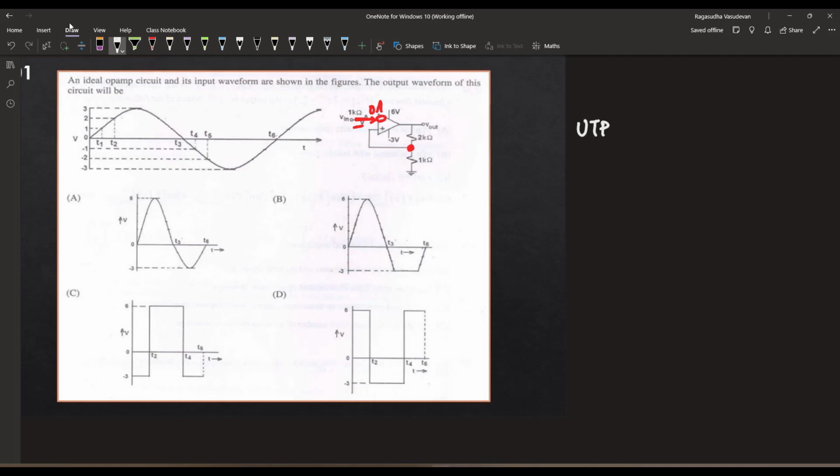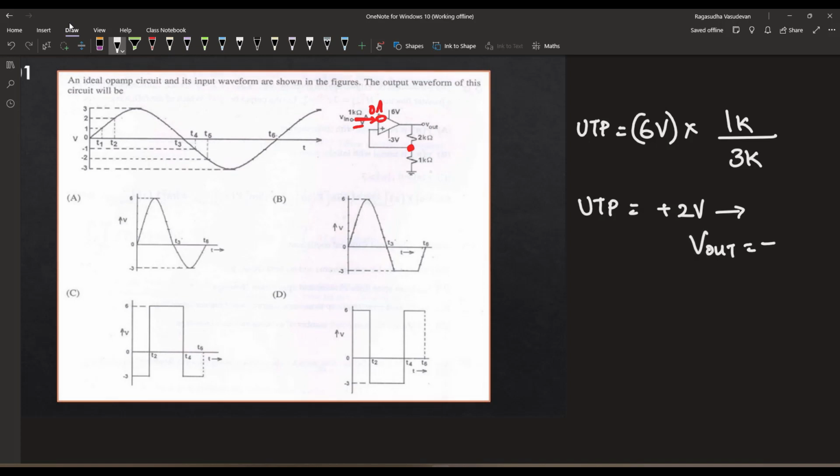The upper threshold point will be the maximum operating voltage, which is 6 volt, multiplied by 1 kilo ohm divided by 1 plus 2, 3 kilo ohm. So the upper threshold point of this circuit is plus 2 volt, meaning when the input voltage exceeds 2 volt, it will switch to the negative operational voltage. The Vout will be minus 3 volt when the input exceeds this point. Please keep this in mind.